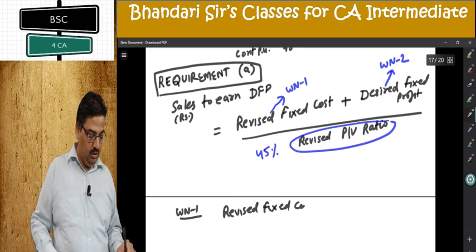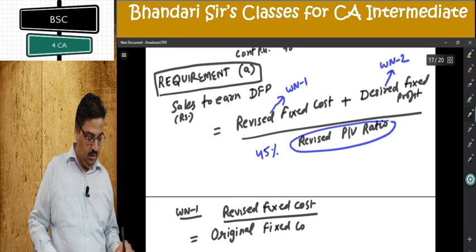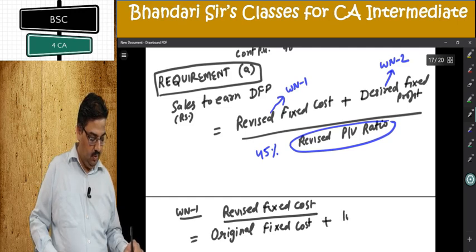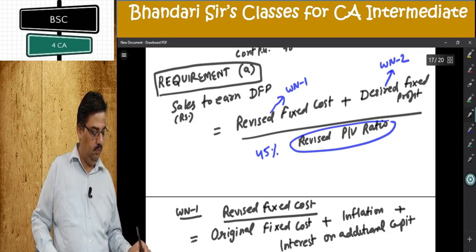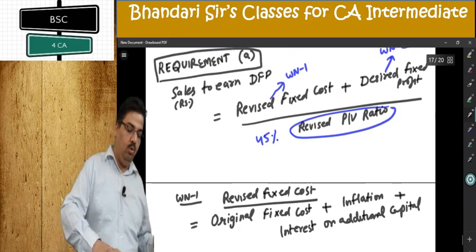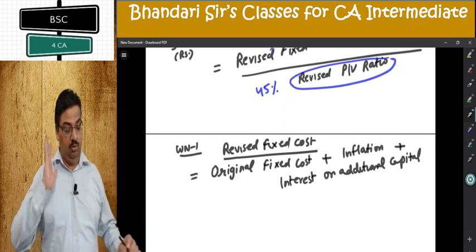Revised fixed cost equals original fixed cost plus inflation plus interest on additional capital. Three things to be added. Original fixed cost, now original fixed cost is not directly given in the question.